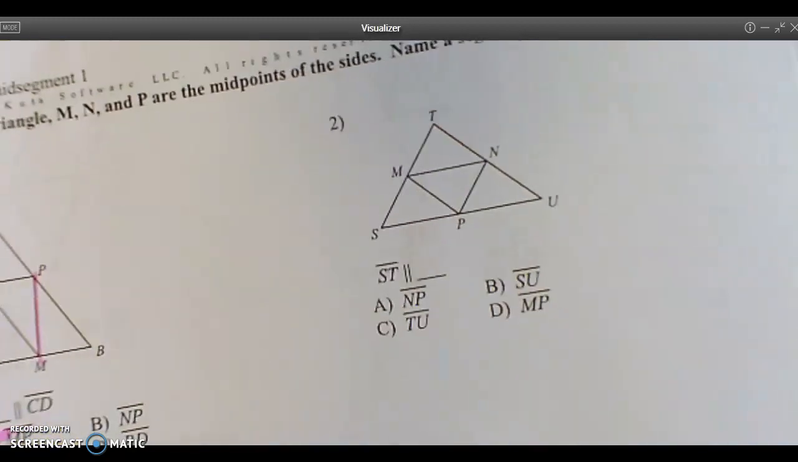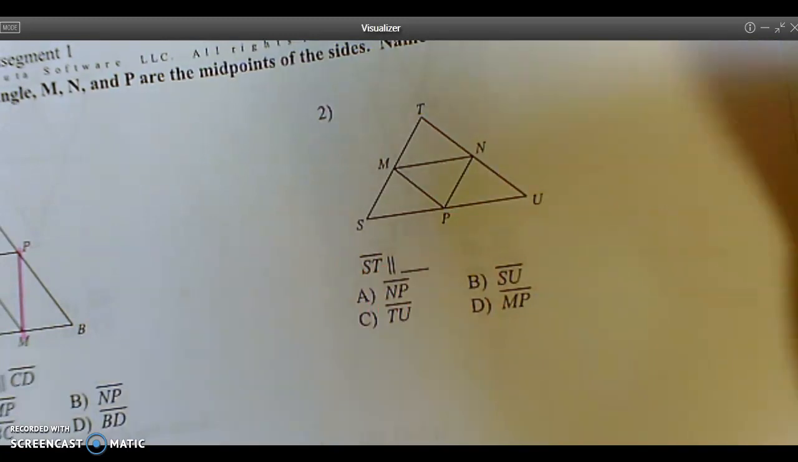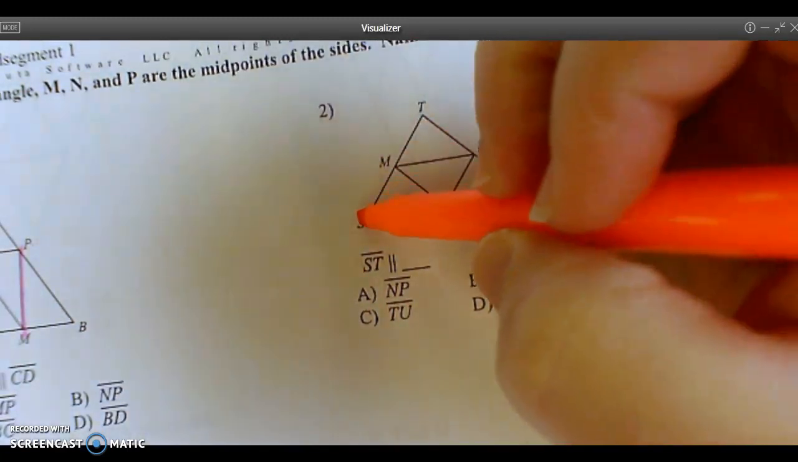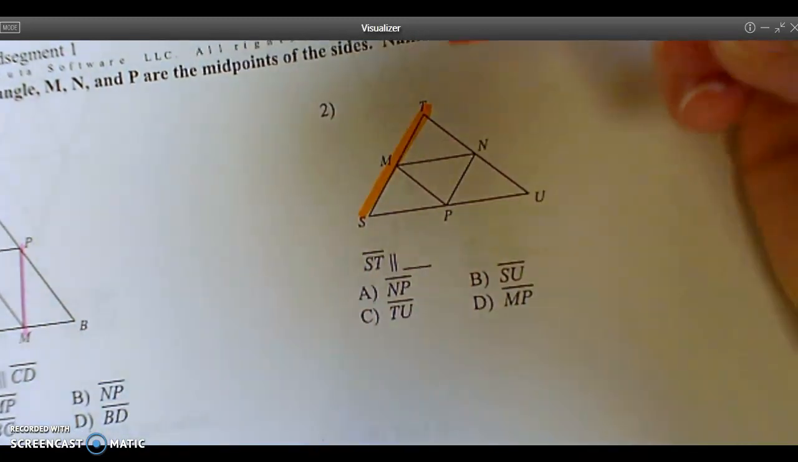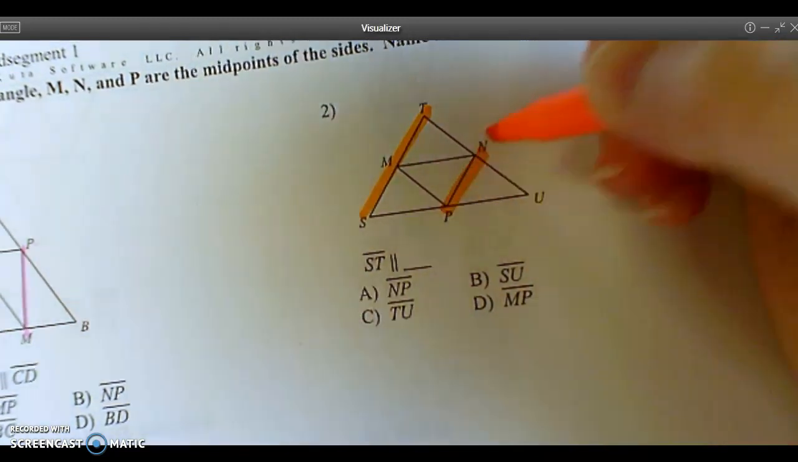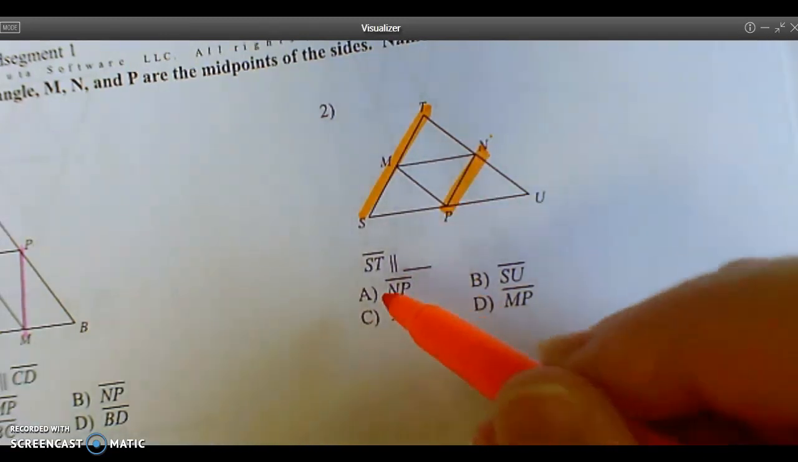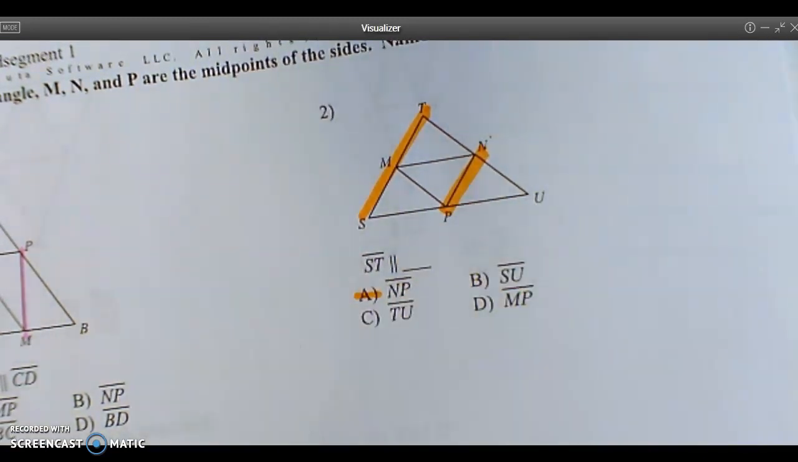Alright, number 2. Okay, this one says ST is parallel to what? Well, let's highlight ST. And let's see which one kind of looks like that. Over here it's parallel. Well, that's going to be PN or NP. Either way, you can write it either way if it's not multiple choice.